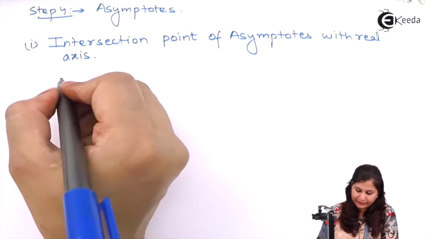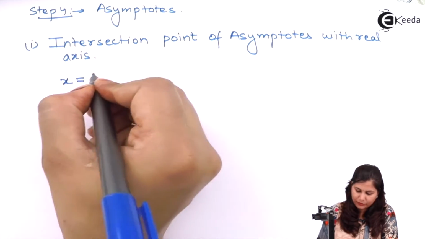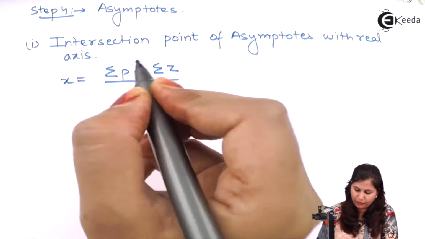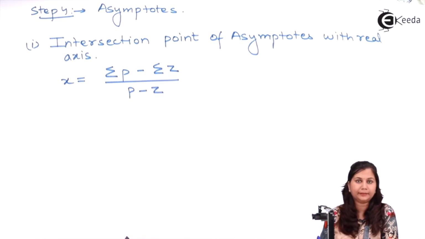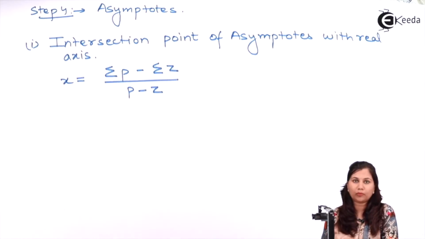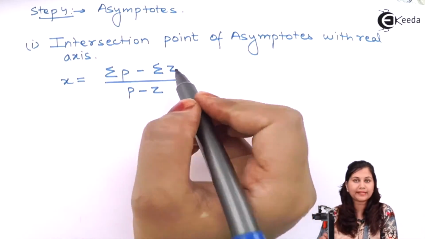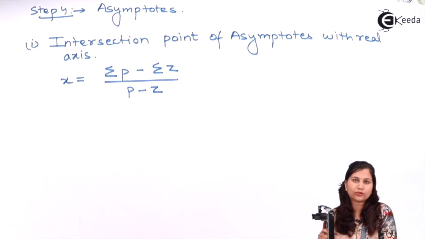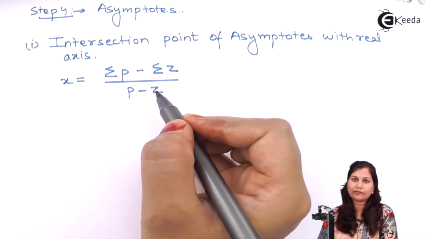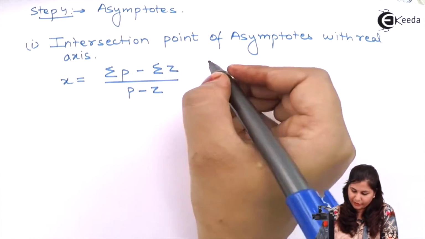The formula for finding this is x = (summation of p − summation of z)/(P − Z). Summation of p is the sum of all the poles of the system. Summation of z means the sum of all the zeros of the system, and P is the number of poles and Z is the number of zeros. So let us find out this.